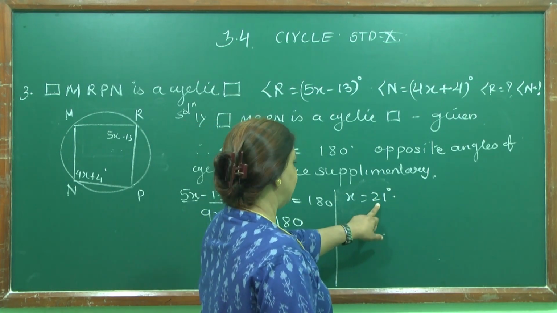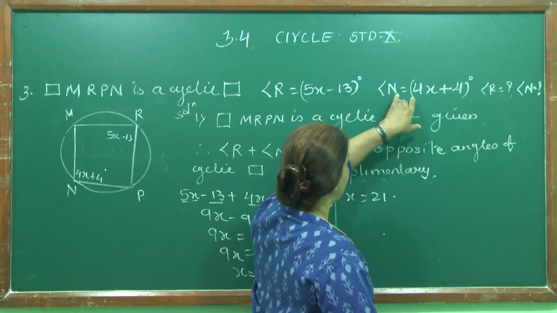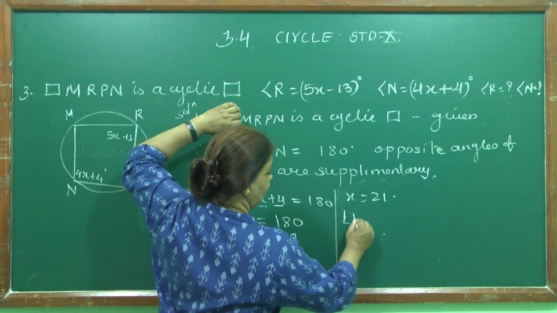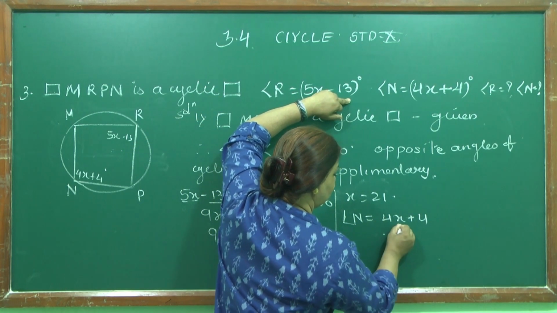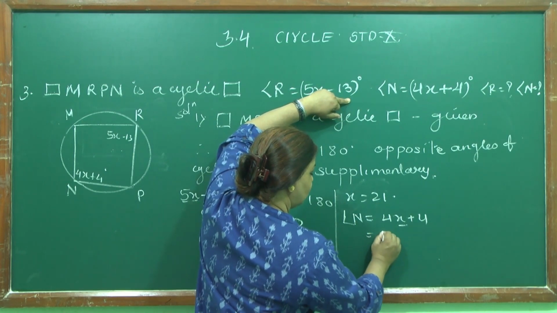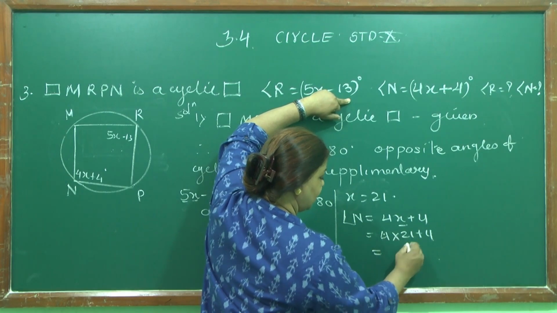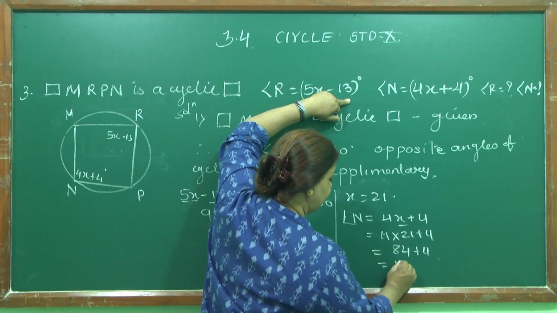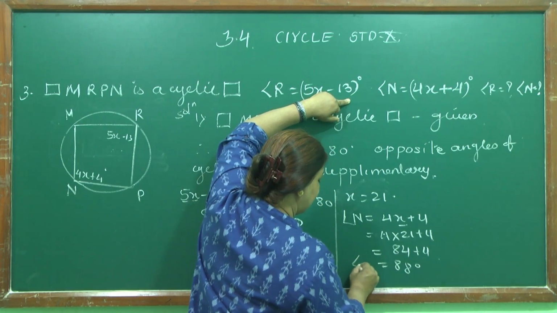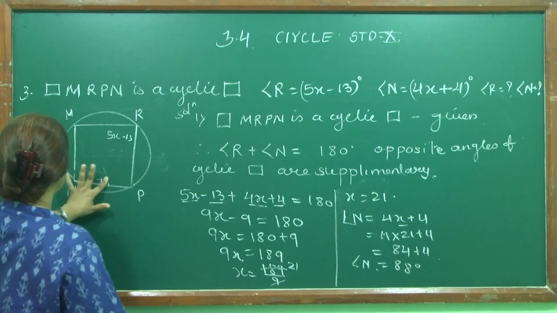X is equal to 21. And X value is 21, not degree. Now we need to find out angle R and angle N. Angle N is given 4x plus 4. So x value we know is 21. So it is equal to 4 into 21 plus 4. 4 ones are 4, 4 twos are 8, plus 4, which is equal to 88 degree. So angle N we got as 88 degree. We can write here N as 88 degree.